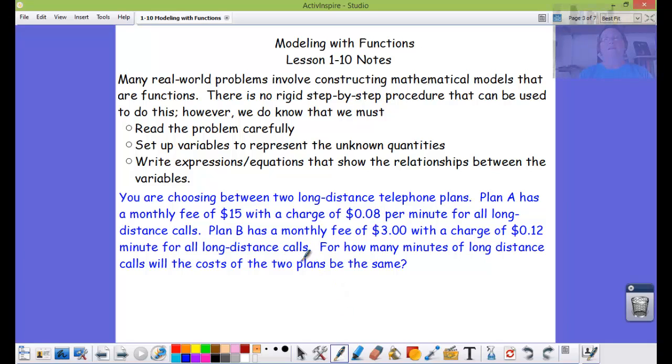Hey, welcome to Lesson 10. This is our last lesson in Chapter 1, so we're moving close to a chapter test. But today we want to finish out our discussion on linear functions with a lesson on modeling.